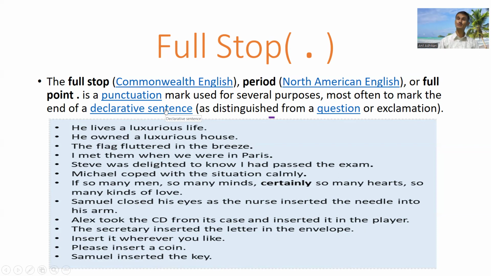How can we distinguish exclamation, question, and declarative sentence? Starting from the subject and ending with a full stop, that is called a declarative sentence. Every declarative sentence or assertive sentence, you can see a full stop there in that type of sentence. There is always a full stop after that type of sentence. Okay, now you can see examples here. He lived a luxurious life. He owned a luxurious house. The flag fluttered in the breeze. I met them when we were in Paris. Step was delighted to know I had passed the exam. Okay, you can read these examples and you can make so many examples like this. Can you make? Of course you can make.